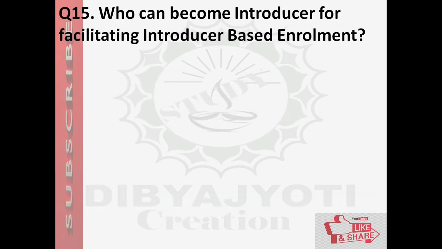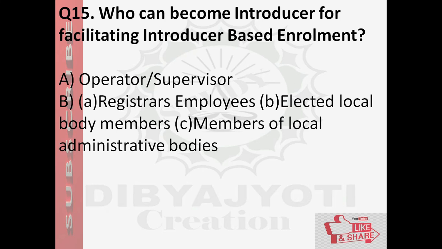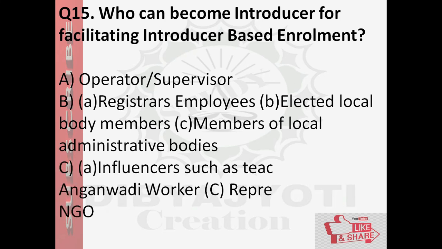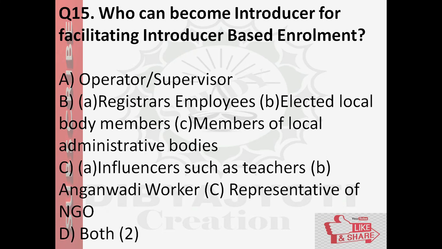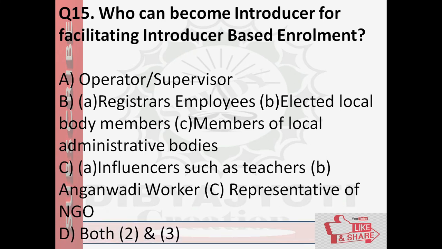And next, who can become introducer for facilitating introducer based enrollment? Options are option A, operator or supervisor. Option B, a registrar employee, elected local body member, members of local administrative body. Option C, influencer such as teacher, Anganwadi worker, representative of NGO. Option D, both 2 and 3. And answer is option D, both 2 and 3. Means registrar employees, elected local body members, members of local administrative bodies, influencers such as teacher, Anganwadi worker, representative of NGO can become introducer for facilitating introducer based enrollment.